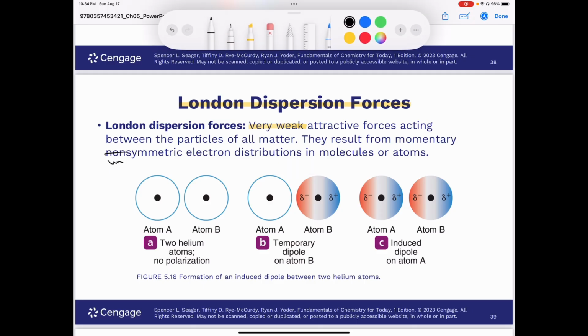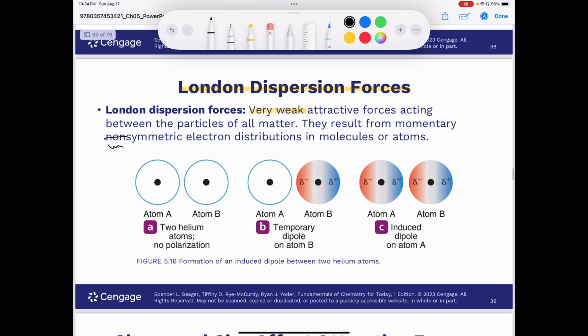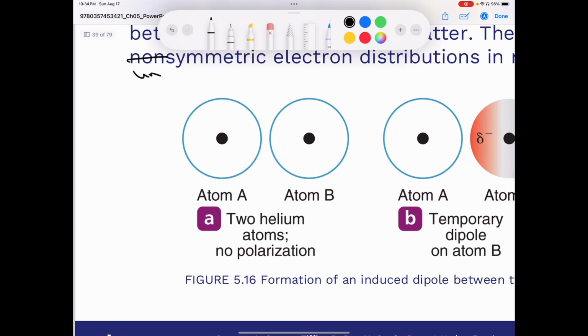In fact, there's a little blurb in the textbook about geckos and how they're able to climb a vertical wall, or they're able to walk on the ceiling or something. And that's partially due to London dispersion forces. So let's say you have two helium atoms, okay? Nothing fancy, just imagine this is a helium atom and this is a helium atom. Well, if they're two helium atoms, they have the exact same electronegativity, they have the same ionization energy and all that kind of stuff.